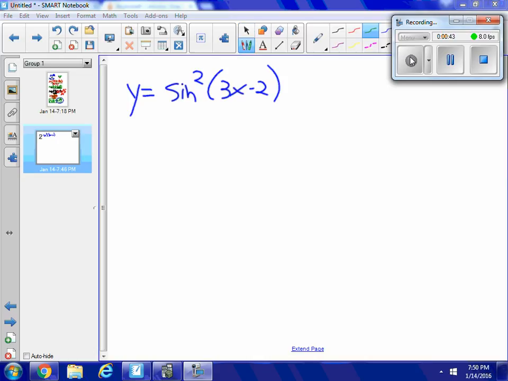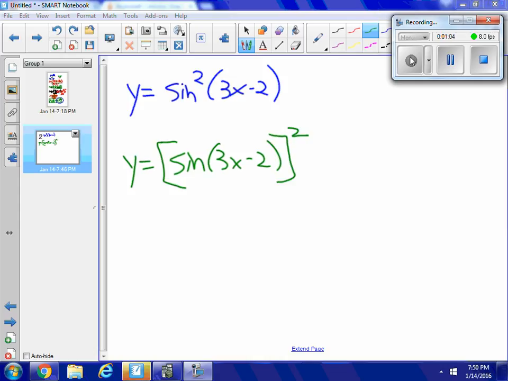So I want to find y prime, and I'm going to do outside inside. Just to make this a little bit easier, I'm going to call this y equals sine 3x minus 2, squared. It's the same thing, it's just by convention we put the squared after the sine, but this might make it a little bit easier to see, and then you won't have to actually set it up like this, but it's an okay setup.